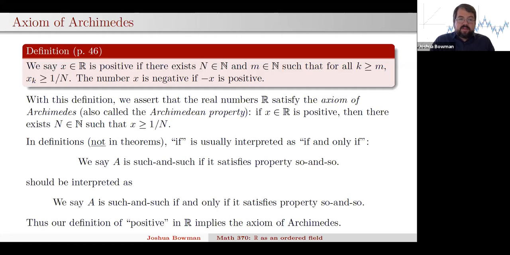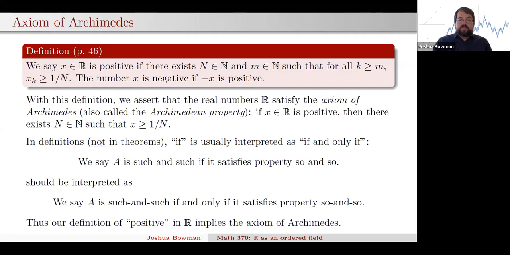The reason for this is that when we state a theorem, and this is something that you'll see different books treat differently, in a definition, whenever you see if, you typically interpret that as meaning if and only if. You're introducing a new term and you're saying this term means exactly this other property. So we say x is such and such if it satisfies property so-and-so. That's what we usually say.